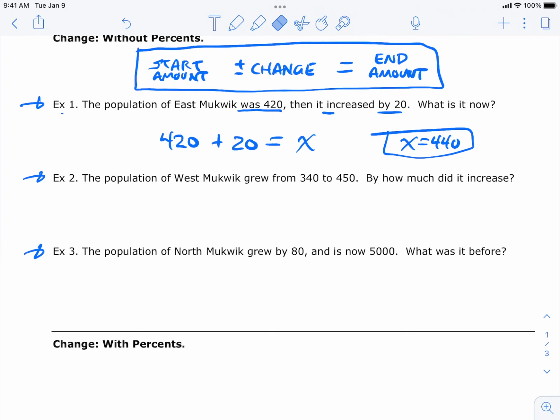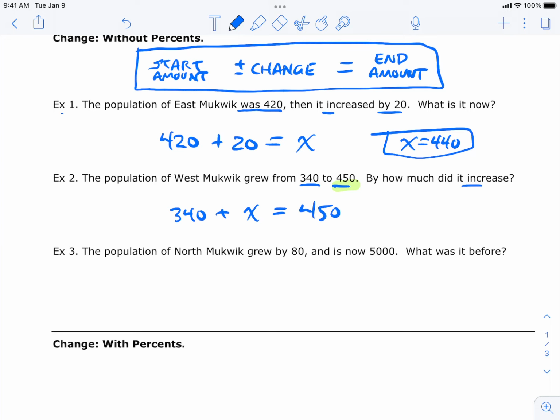So let's just take a quick look at all 3 of them. That's one of them. That's another one. Population of West Muckwick. It grew from 340 to 440. So how much did it increase? Well, I'm going to use the same formula. What did I start at? Well, I started at 340. What did I change by? Well, I know I increased, but what did I change by? I'm just going to call that x for now, because I just want to hang things on the equation. That's what I'm modeling right now. So 340 plus something, and it became 450.